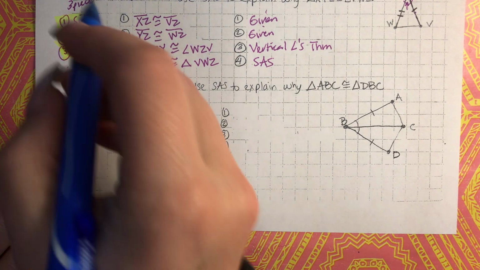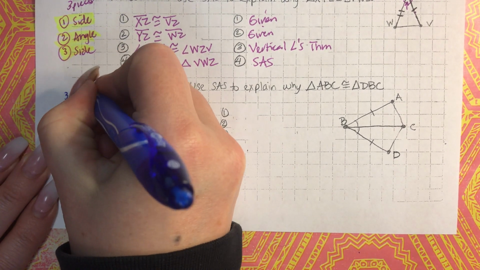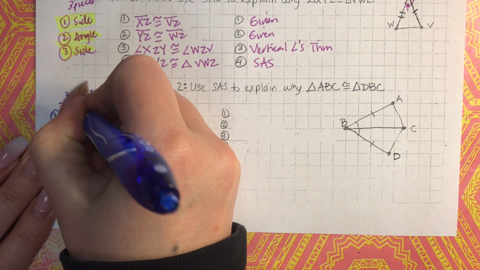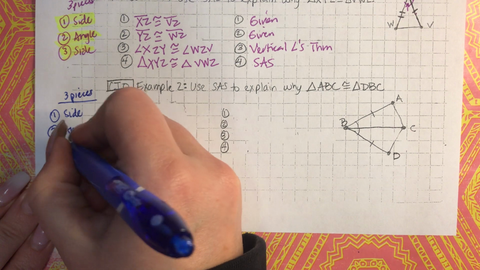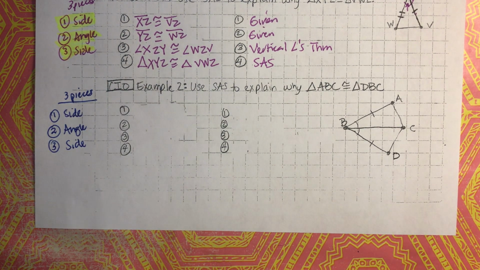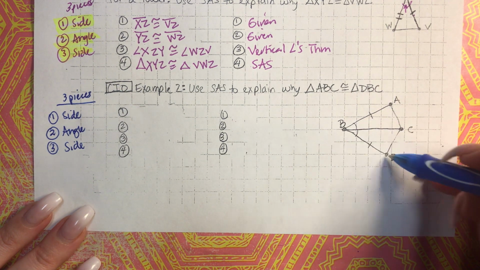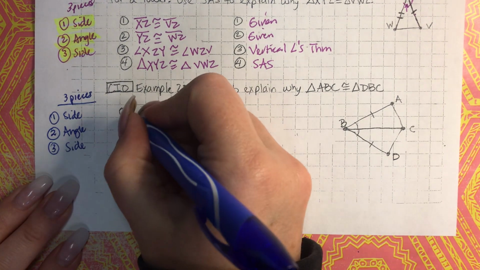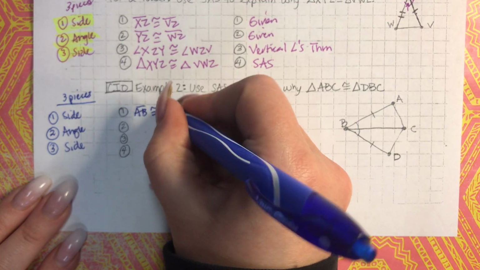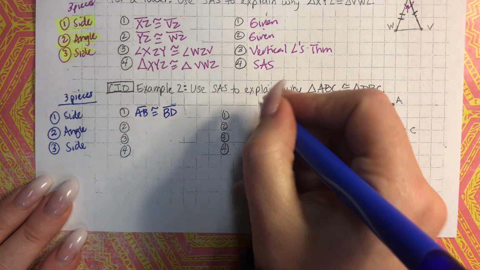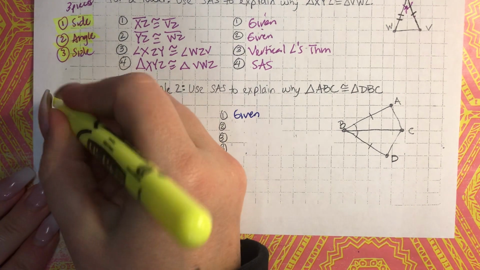Okay, let's see how you did. Remember, with SAS, we need 3 pieces of information. We need a side, we need an angle, an included angle, right? And we need another side. So let's go ahead and look at this. What do we have? Well, I think it's pretty obvious. We have these 2 sides, which are congruent. So we have AB is congruent to BD. That 1 tick mark there and there lets you know that. That's just given information. So great, we have a side.